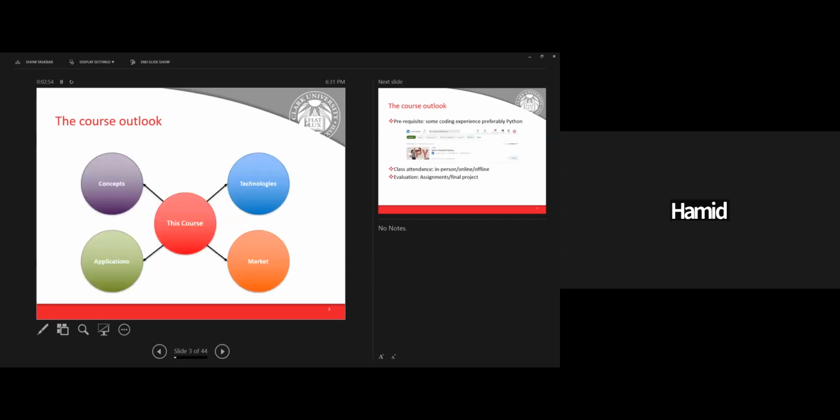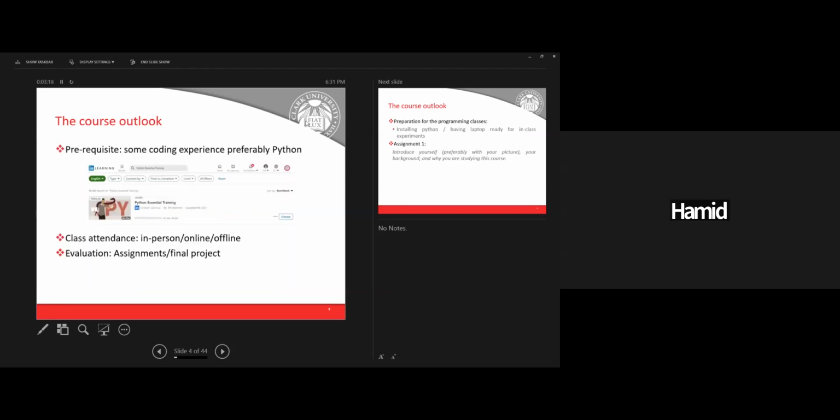So these are the 4 pillars of this course. Although this is a hands-on experience course, you have to have some concepts and some understanding about blockchain. Technologies is another big one. Market, because you're a business student, and also applications. For you guys in the class now, I know you know Python, but the people who joined from other majors need some understanding of any sort of programming. Python is the easiest.